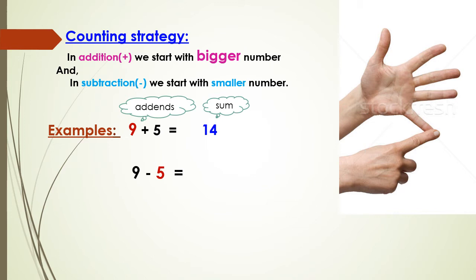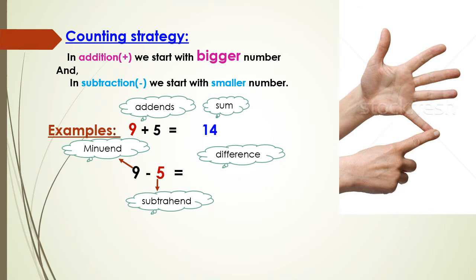9 minus 5. Look at the sign. It's a minus, so it's a subtraction problem. You have to look carefully. The first number in a subtraction problem is called minuend. 9 is called minuend, while 5 is called subtrahend, and the result is called difference. Again, the first number is the minuend, the second number is the subtrahend, and the result of a subtraction problem is called the difference.